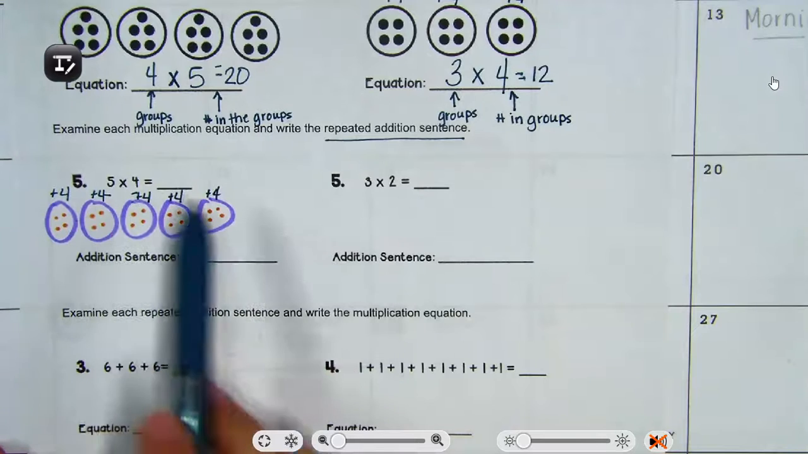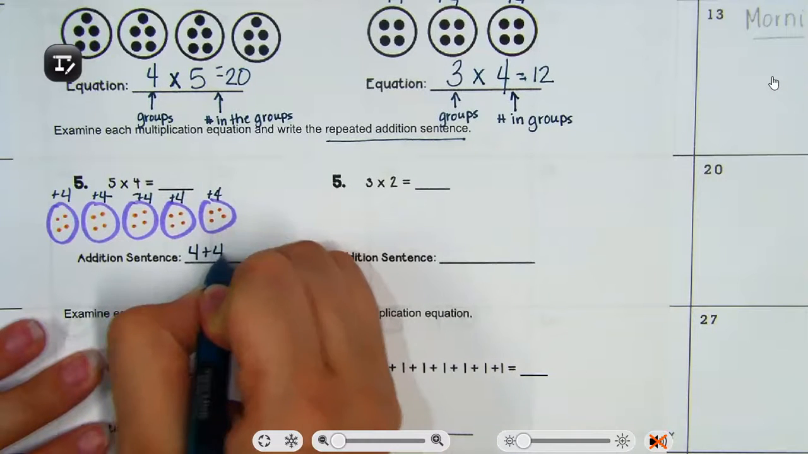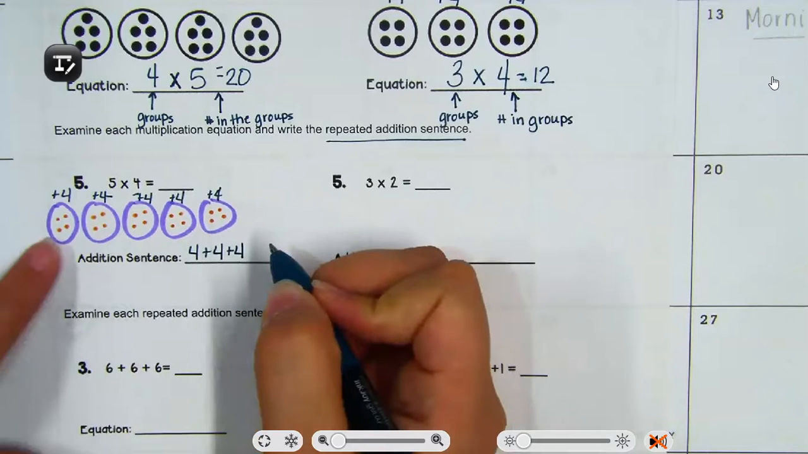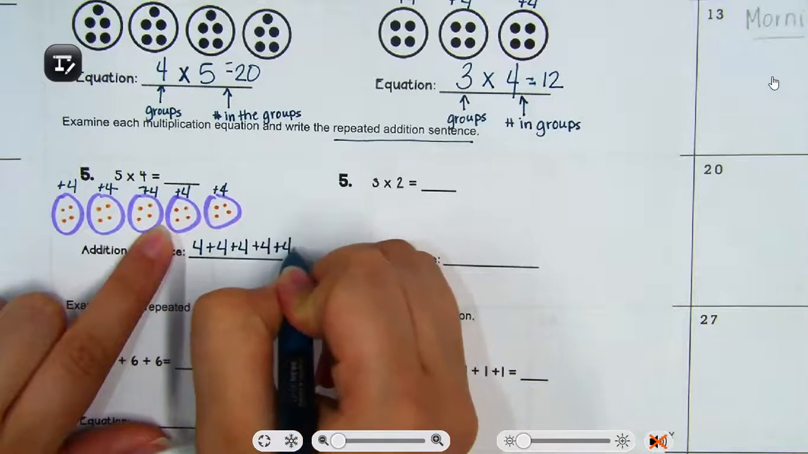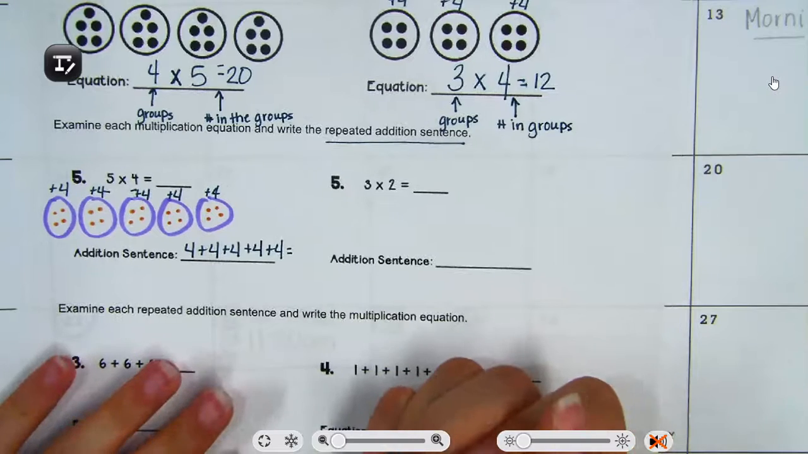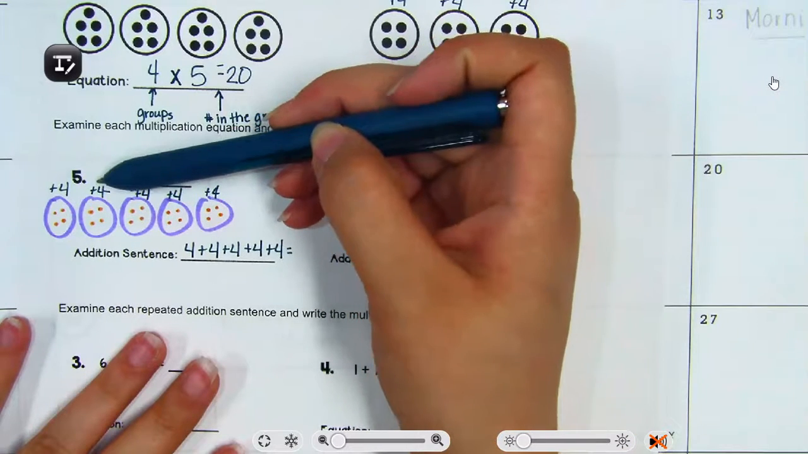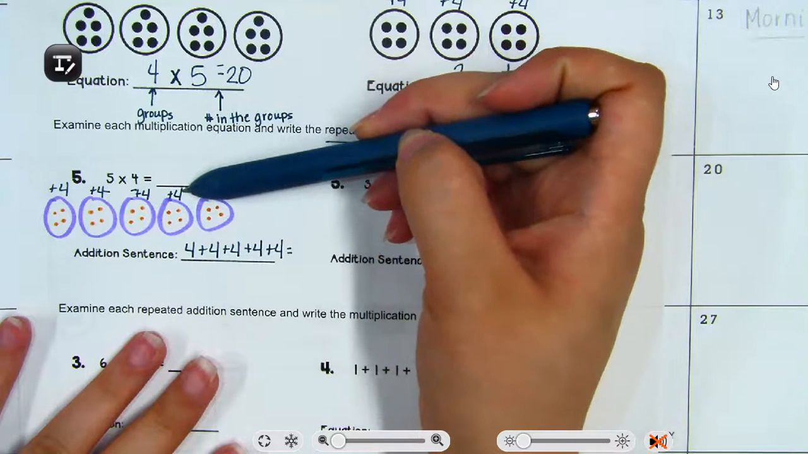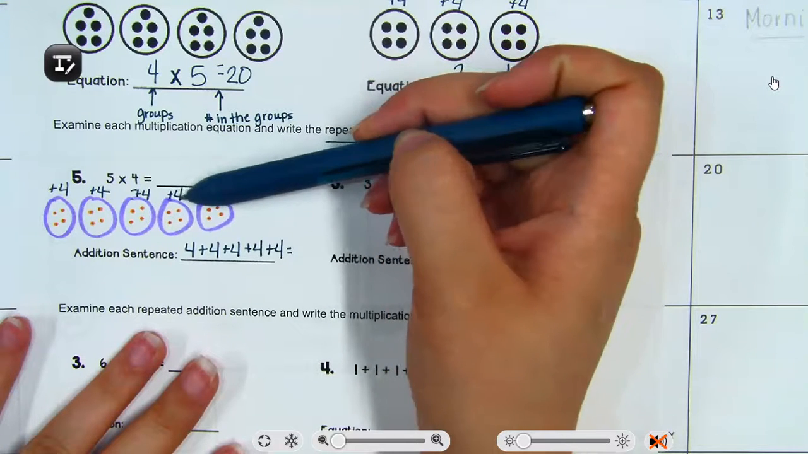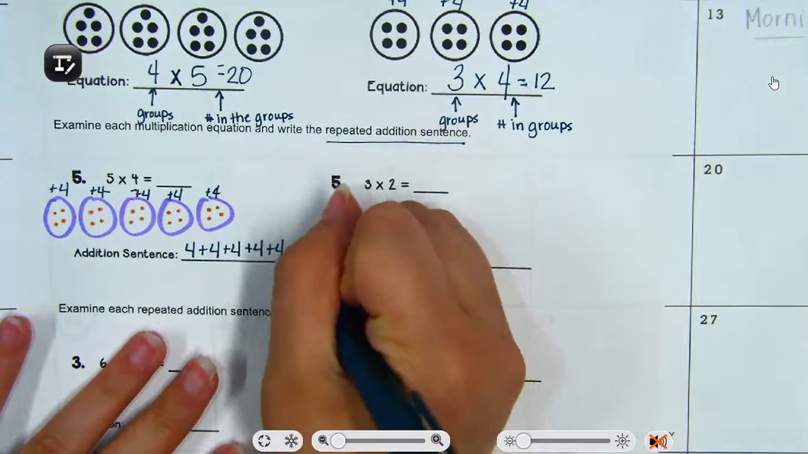So I'm adding 4 5 times. So 4 plus 4 plus 4. So you're going to add a 4 for each group you have. Plus 4 would be, so let's count that. So 4 plus 4 is 8. 8 plus 4 is 12. 12 plus 4 is 16. And 16 plus 4 is 20. Okay.